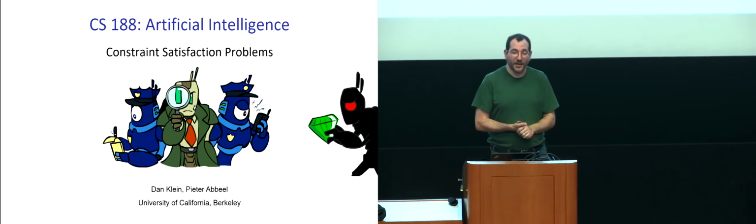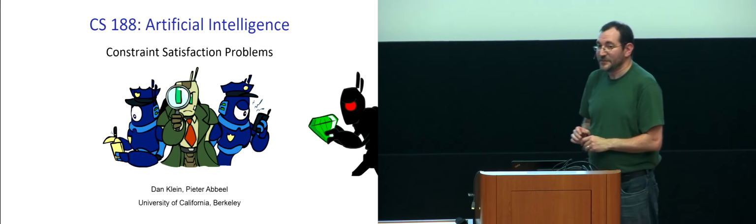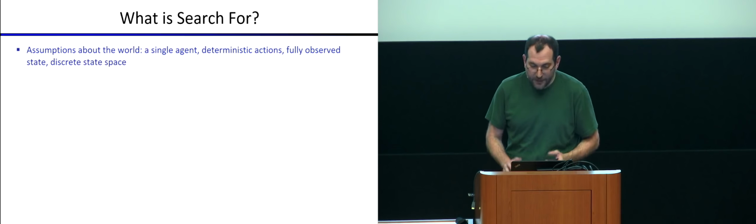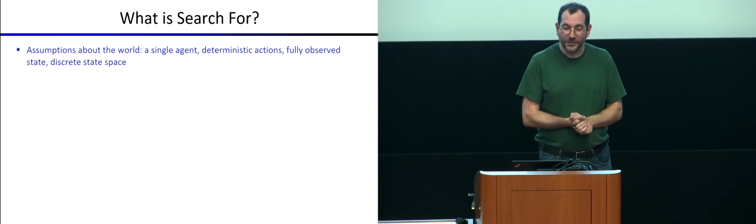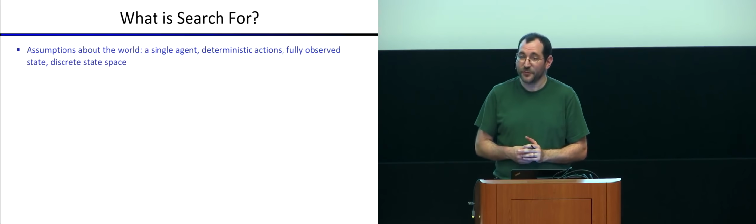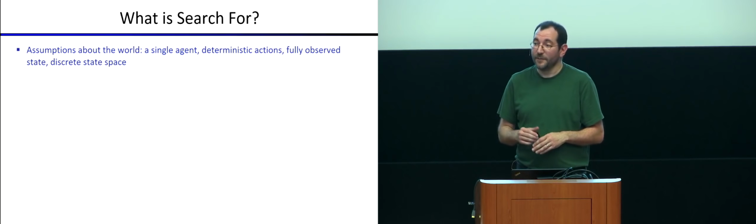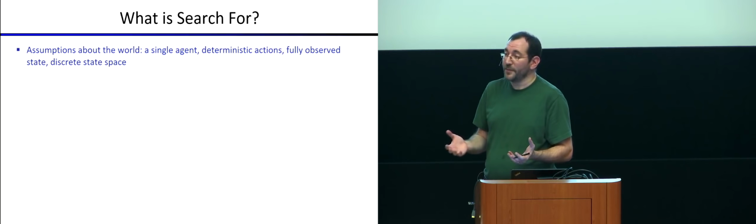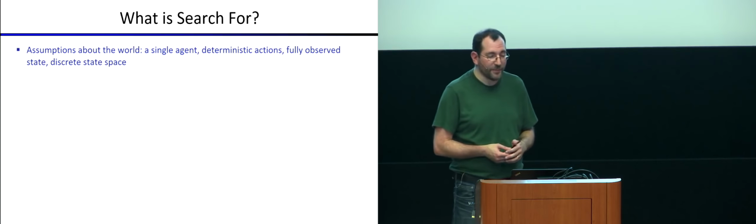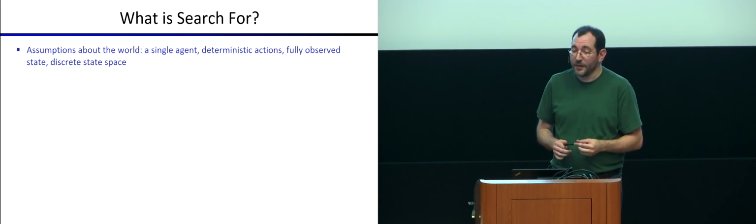Okay, today we're going to talk about constraint satisfaction problems, or CSPs as we lovingly call them for short. So far, we've been talking about search. And we can ask, what's search for? Search is for a very particular class of problems. When you have a problem that can be formulated in that way, search is an algorithm you can use to solve your problem. But in order to apply search, it's going to make certain assumptions about the world.